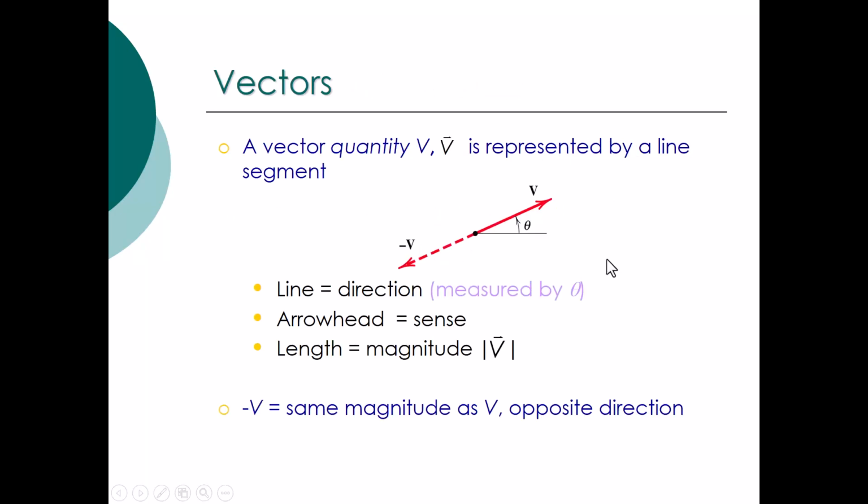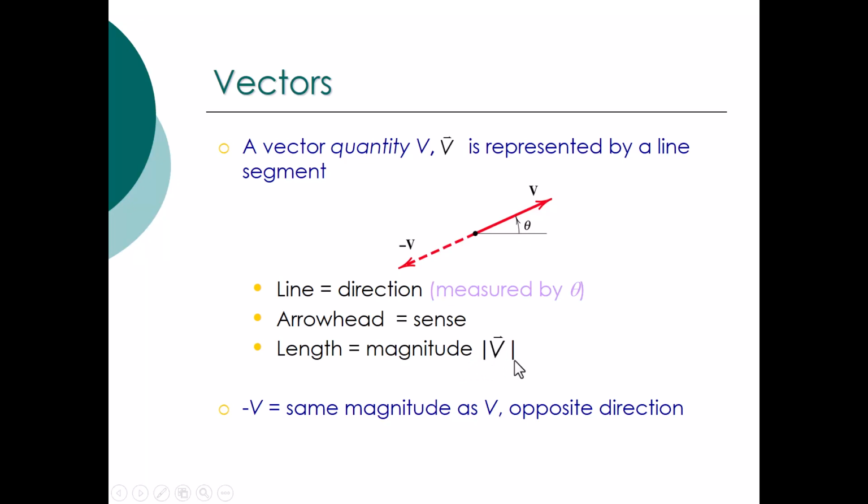You should be familiar from math with the notation of vectors. A vector is a segment with an arrowhead. This segment has a specific direction measured by the angle theta. It has a sense expressed by an arrowhead. It has a length or magnitude, which shall always be positive.